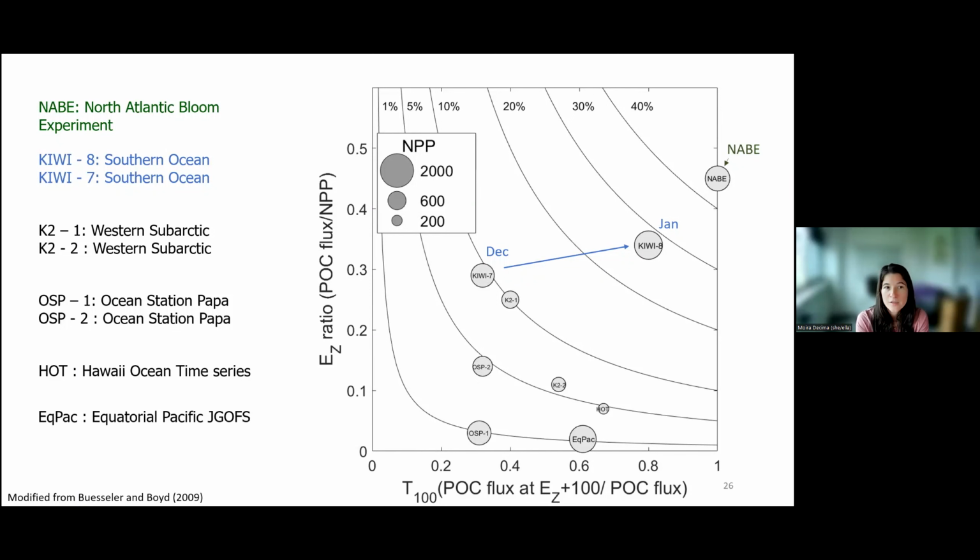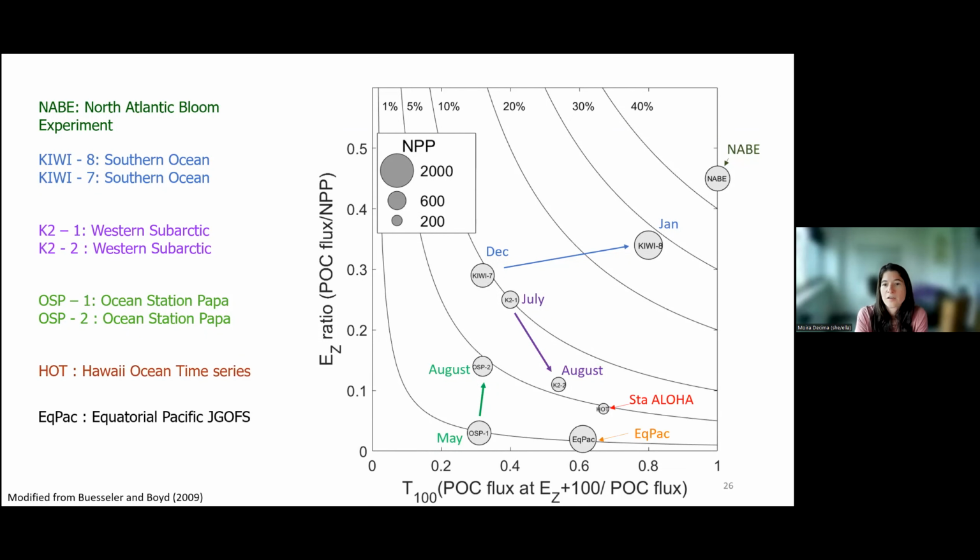And you can see, for instance, in the Southern Ocean, in the Kiwi experiments, there's a significant seasonal effect on that T100, where particles in January are sinking much deeper than in December. And off the western subarctic, you can also see a decrease in export flux that happens over the course of the summer, so significant decreases going from July to August. And then you can also see this seasonal effect on EZ ratio at Ocean Station Papa.